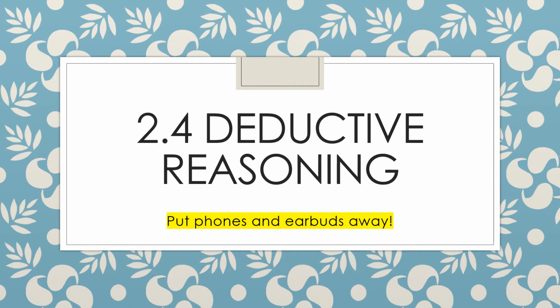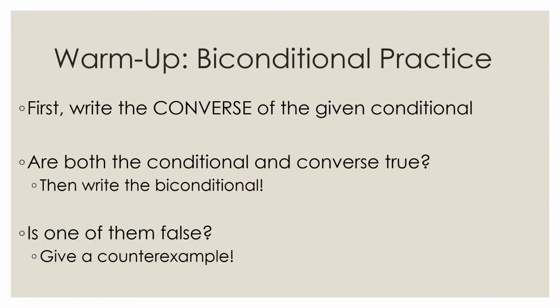If you were at school, you could have done the warm-up with us. If you aren't, you can open up the warm-up and do that for some extra practice on biconditional statements. You need to write the converse of the given conditional first. If both statements are true, the conditional and the converse, then you can write the biconditional using the if and only if. If one of them is false, give a counterexample.